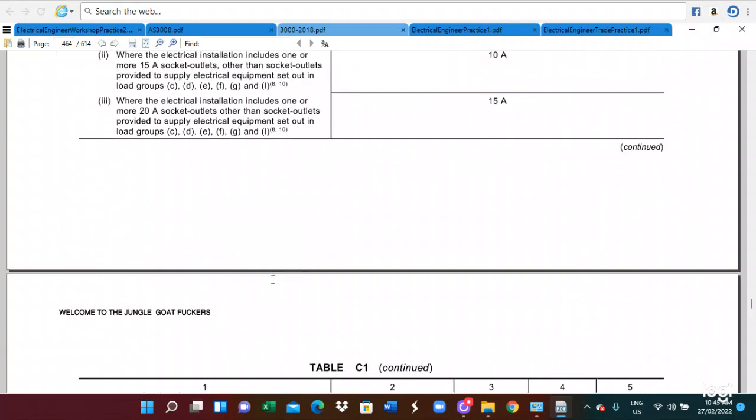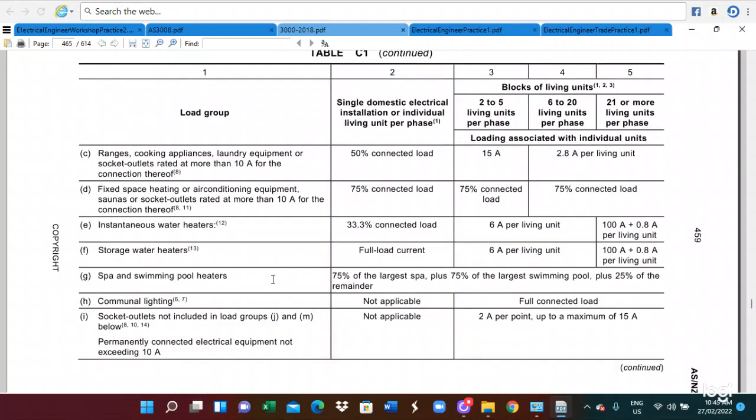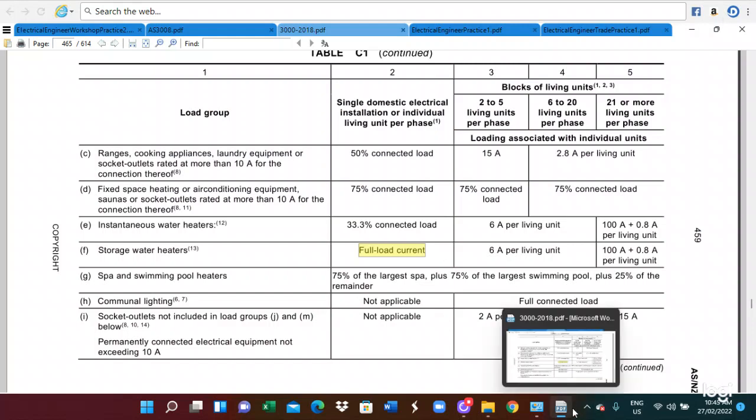In this case, we look at the quick recovery heater. A quick recovery heater is a storage water heater, the same. So the load group is F. This is a single domestic installation, so in column 2 we utilize the full load current. The maximum demand is equivalent to the full load current. How do you calculate the full load current? It is the water heater's kilowatt rating divided by the supply voltage.